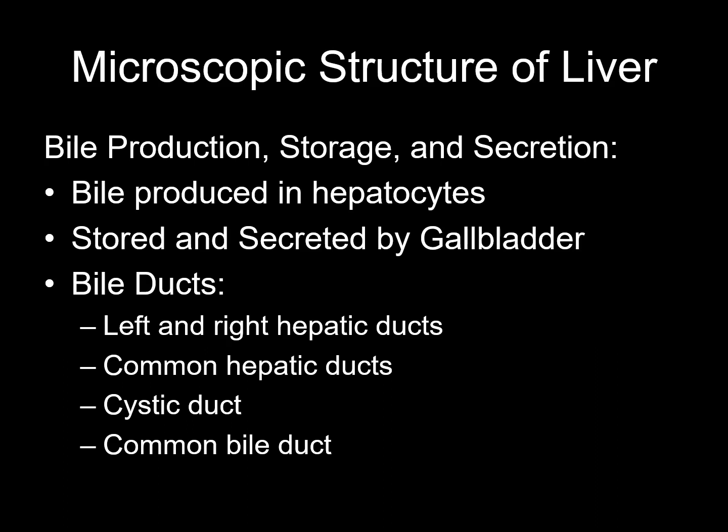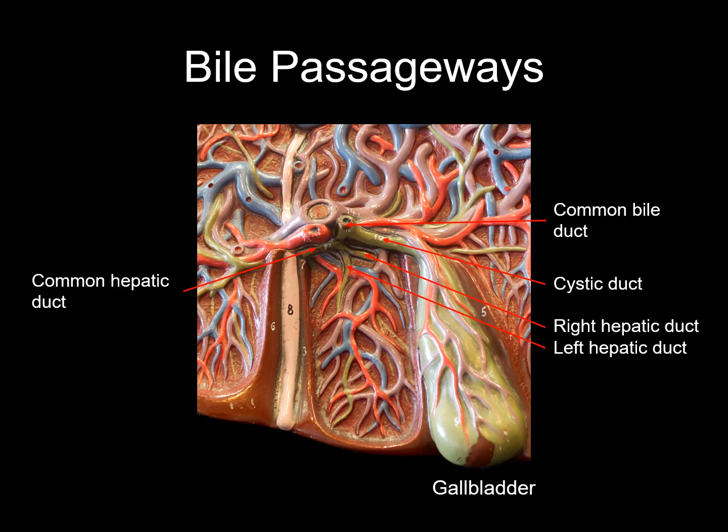So there are some bile ducts. We have some ducts that are called hepatic ducts because the bile is produced in the liver, and then we have to either get it out of the liver or send it to the gallbladder. Okay, so we have the hepatic ducts bringing the bile out of the liver, and then it's either going to go to the gallbladder via the cystic duct or go out of the liver altogether via the common bile duct. Okay, so let's take a look at those different structures.